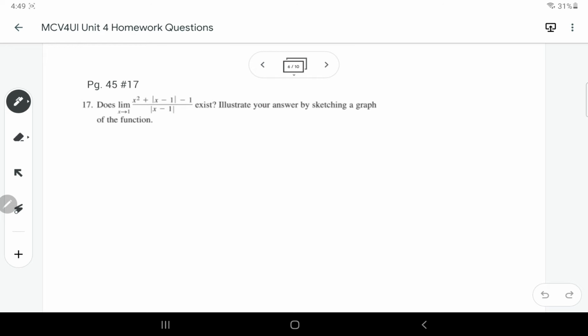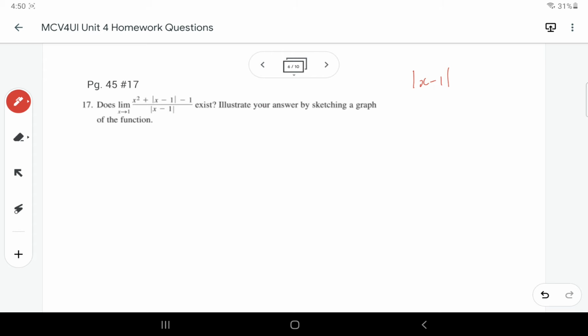This one is a little bit tricky. We have to think about the absolute value function and what that means. So we want to know if the limit as x approaches 1 of this function exists. So I want to think just a little bit about the absolute value of x minus 1.